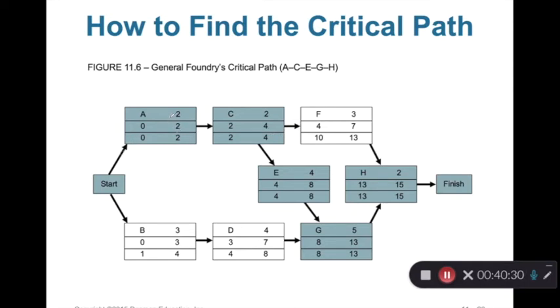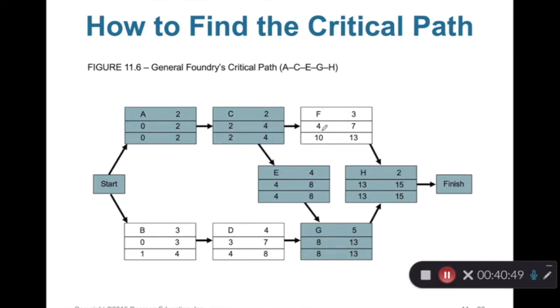For example, here we talk about slack time. We use LF minus EF or LS minus ES. Let's look at A, because 0 minus 0 is 0, 2 minus 2 is 0. So slack is 0, so A is critical. The C, same thing: 2 minus 2, 4 minus 4, 0, 0. So this is critical.